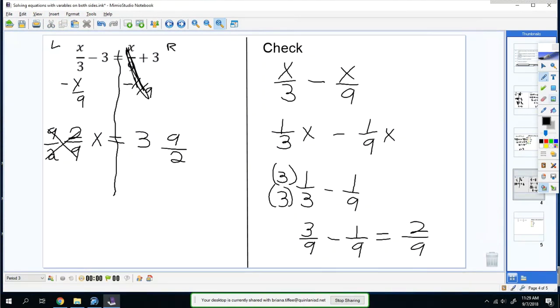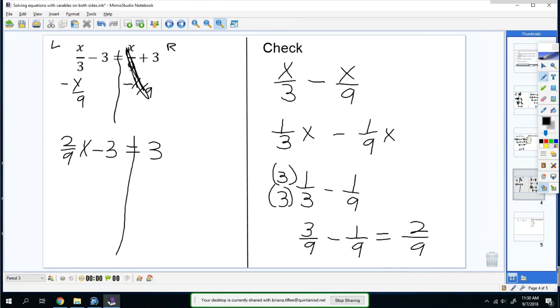Whoops, let me rewrite this. I forgot my plus 3. I was wondering why that looks so small. So we're going to have 2/9 x minus 3 is equal to a positive 3.